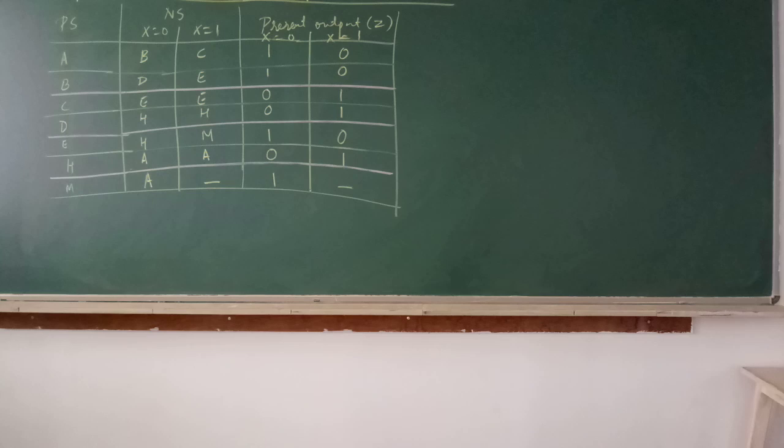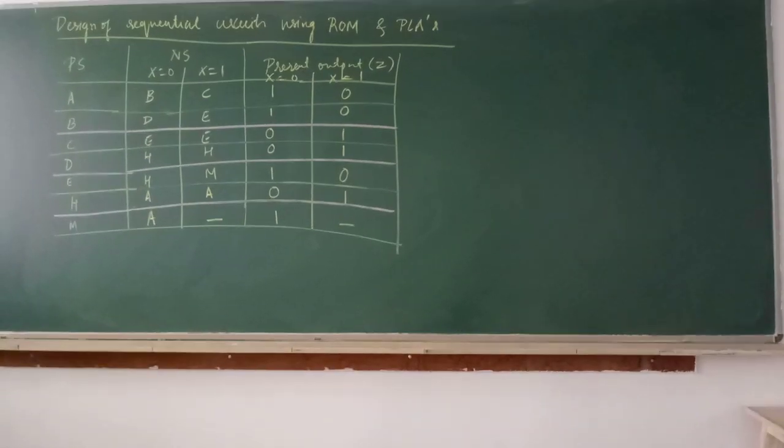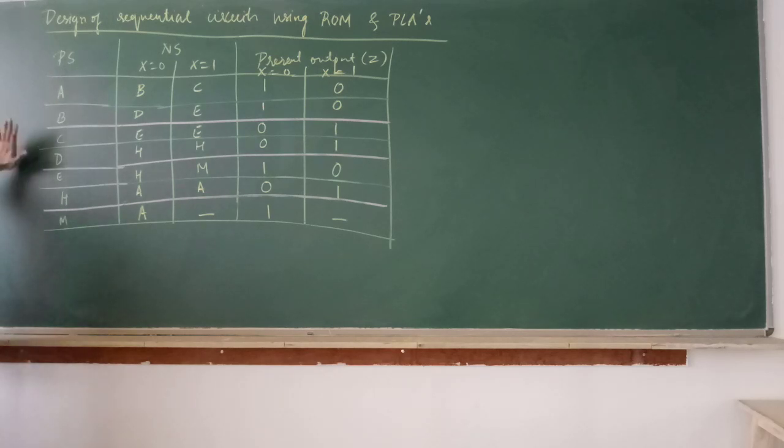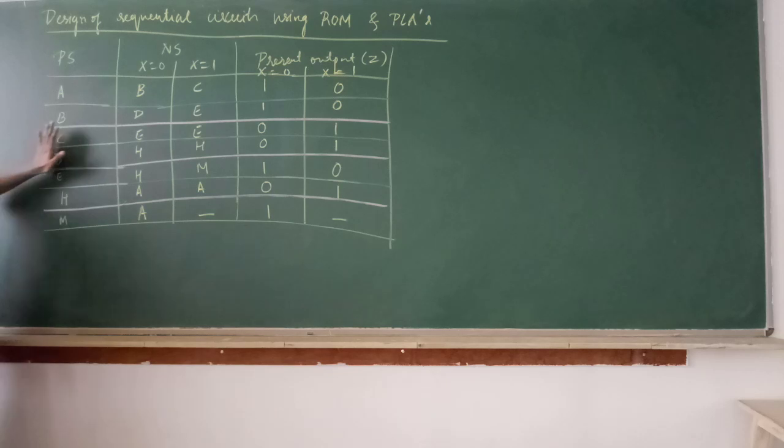To explain this we will take the same example that we had taken for the code converter, that is BCD to XS3. The same example I will take here to explain how sequential circuits are designed using ROM and PLA. The transition table we have written here is exactly the same transition table we had written for the BCD to XS3 code converter.